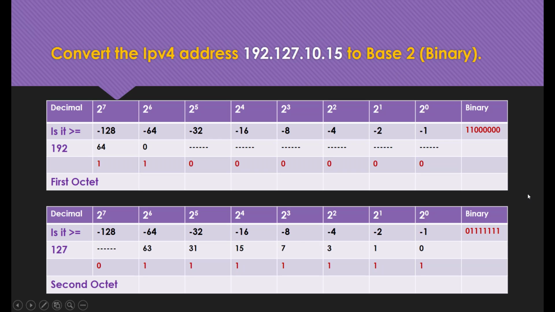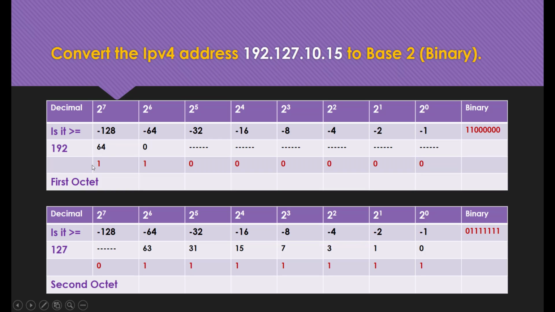So this time we're going to convert the IP version 4 address 192.127.10.15 to base 2 binary. To do that, we have to divide the IP address into 4 octets, the first one being 192, the next one is 127, the next is 10, the next is 15, because each octet is separated by the dot notation. So let's come down here.